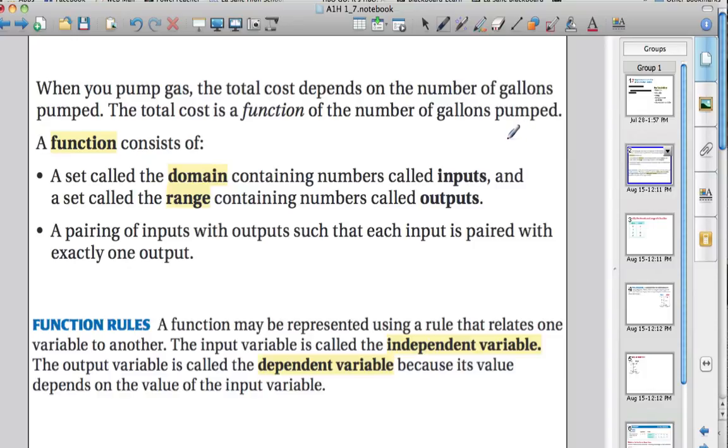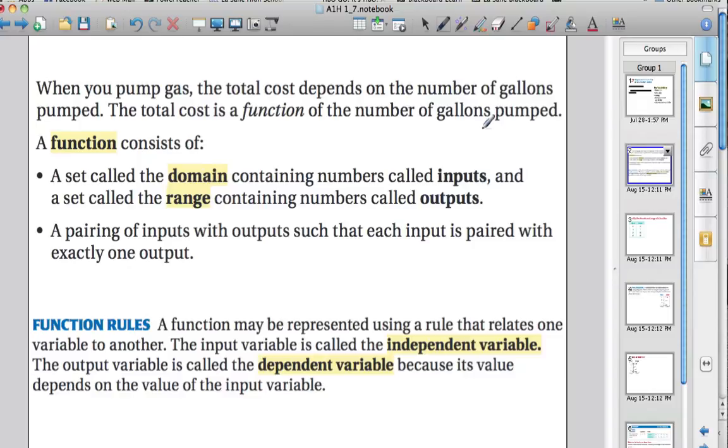So in this particular case, the function would have a domain, which are all the inputs. In the case of this particular example, the inputs are the number of gallons pumped. It's also called the independent variable, because I can pump however many gallons of gasoline I want. So it's relatively independent in terms of how many gallons are going to get used. So a set called the domain contains all of the inputs, so that would be all of the possible different numbers of gallons I might pump.